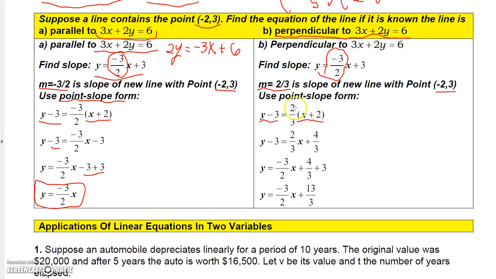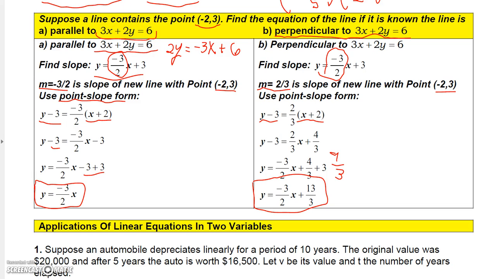So then I distribute 2/3, I get 2/3 x, and 2/3 times 2 is 4/3, and then I have to add 3 to both sides. Well, remember 3 is the same as 9/3, so if I add 4/3 to 3, it's the same as adding 4/3 to 9/3, so that'll give me 13/3. So this is the line that goes through the point -2, 3 and is perpendicular to our given line.